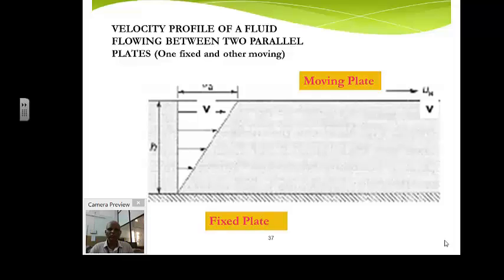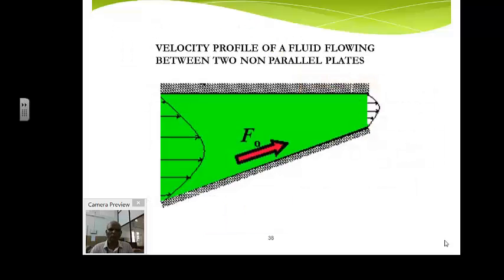The upper plate is moving with some velocity, whereas the lower plate is stationary, so the velocity varies in a linear way. The maximum velocity will be close to the velocity of the moving plate. Whereas on non-planar plates, the velocity profile will be like this. So due to the space motion, there will be other effects.